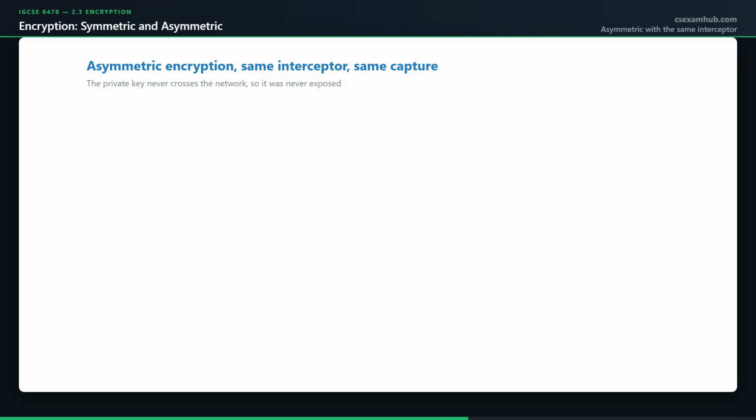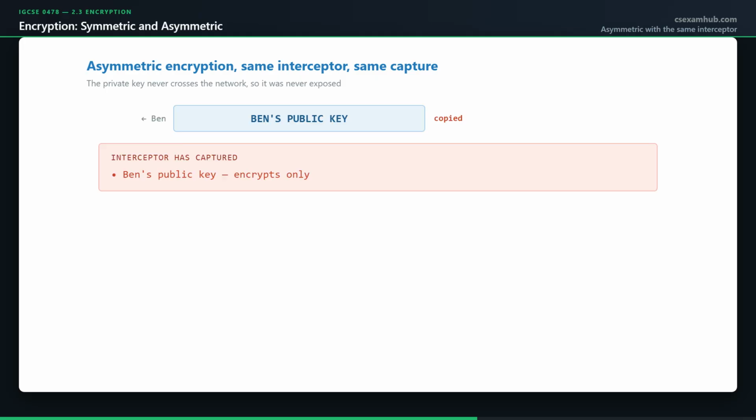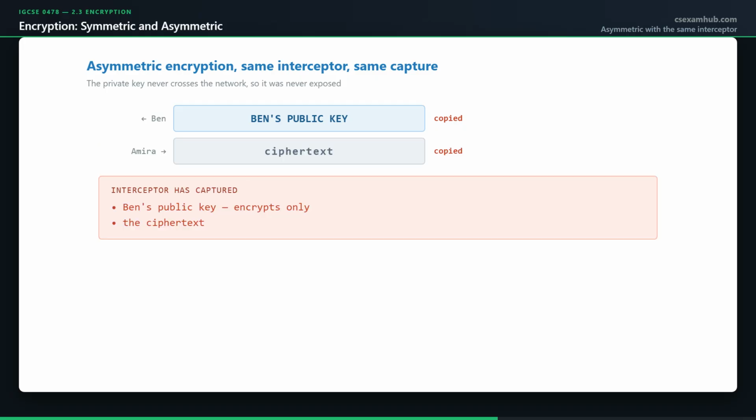Amira wants to send confidential data to Ben. First, Ben generates his key pair, a public key and a private key. He sends his public key to Amira across the network, and yes, the interceptor copies it. That is fine, and it is meant to be fine. The public key is not a secret. Amira now encrypts her plain text using Ben's public key and transmits the ciphertext. The interceptor copies that as well.